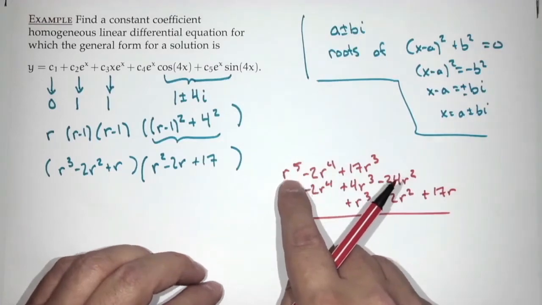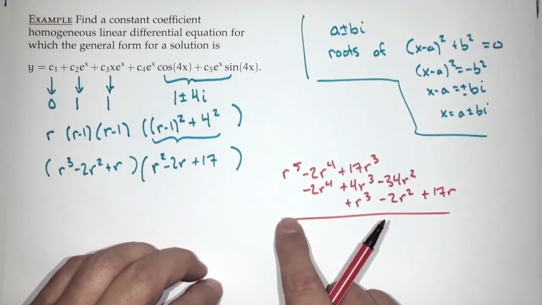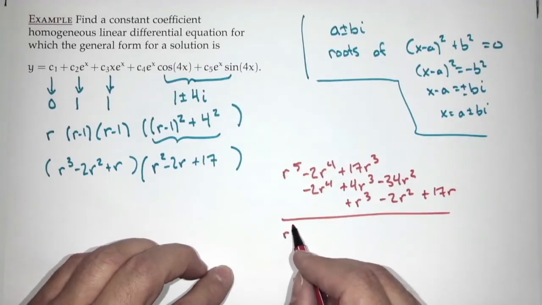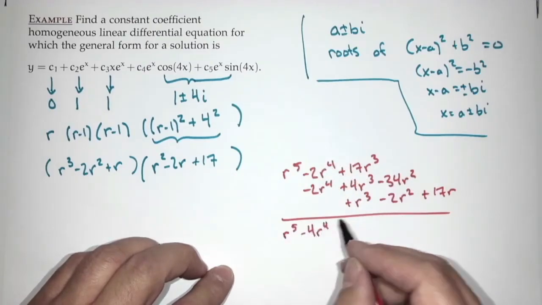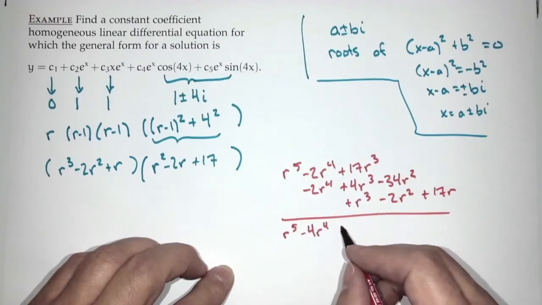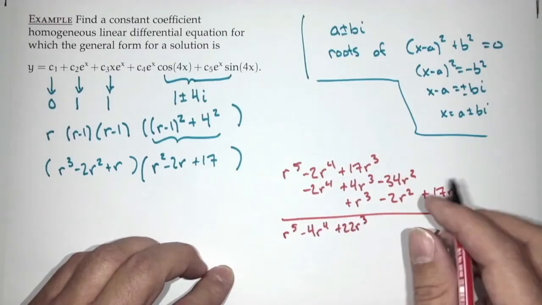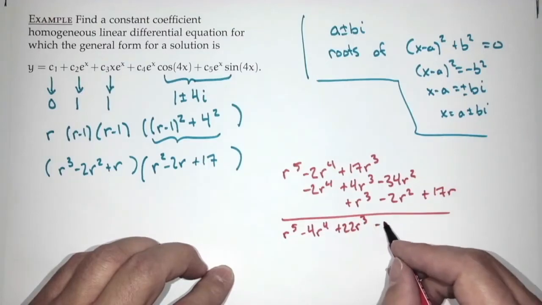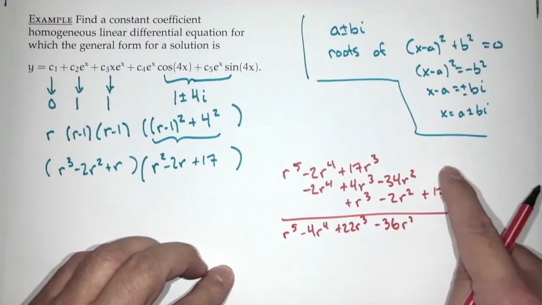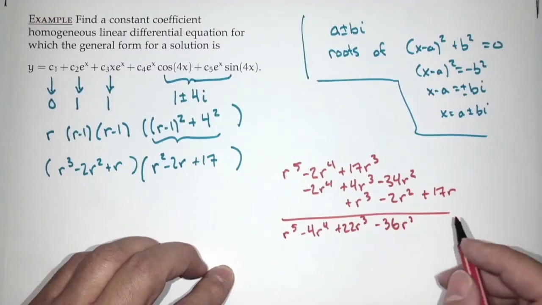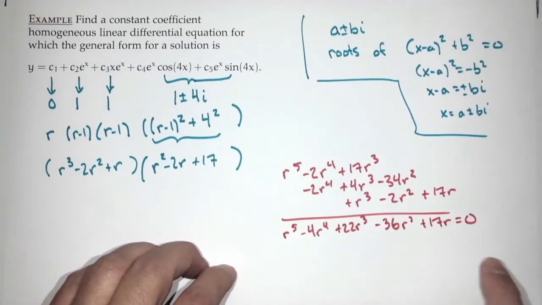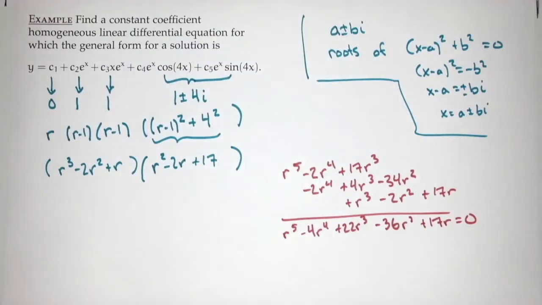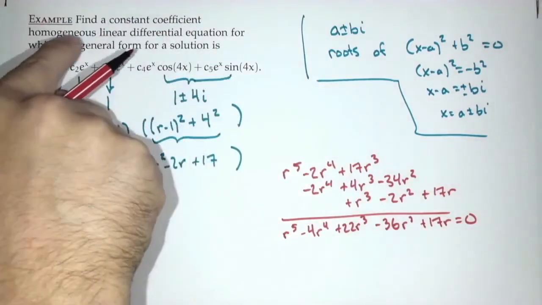Add them up. How many r to the fifths do we have? Okay, so 1 r to the fifth. How many r to the fourths? Negative 4 r to the fourths. How many r cubes? 22 r cubed. How many r squareds? Minus 36 r squared. How many r's? Plus 17r. Okay, so this is our auxiliary polynomial. One more step and we'll get back to our constant coefficient homogeneous linear differential equation.